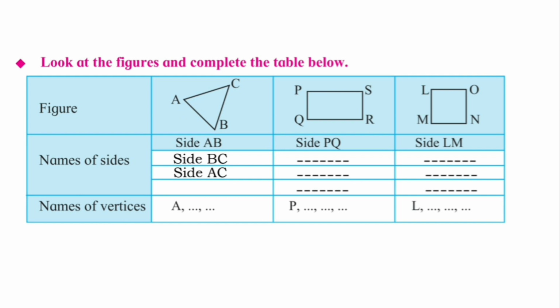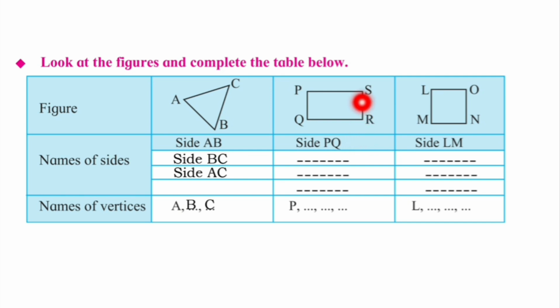Now let us write vertices. So vertices are A, B and C. These are vertices of this triangle. So let us write B and C. Now next figure is of rectangle. Here P, Q, R, S.